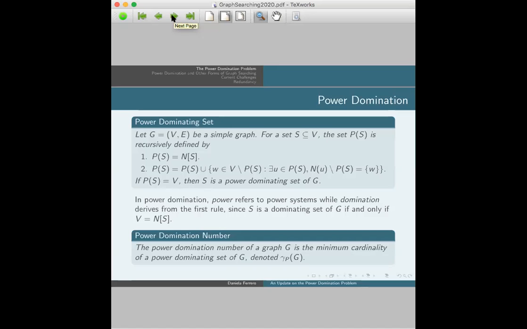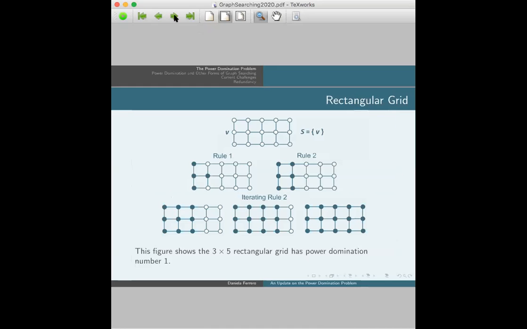And notice that by now you should know, after all I explained about electrical power networks, that the power in power domination refers to the application on power systems, while the domination part in the name refers to the first rule, because basically when every vertex is observed after the application of rule number 1, then we have that S is a dominating set of the graph, right? So the first step in this process is domination. And later on, we're going to see what happens with the second step. So for the time being, I wanted to show you some interesting examples.